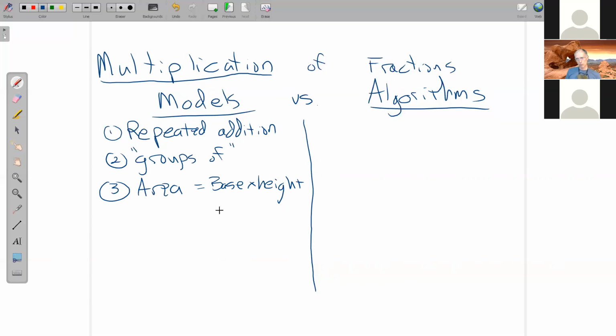For algorithms for multiplication, there's pretty much only one algorithm, which is the arrow algorithm. So if you have A over B times C over D, you just multiply. A times C is the numerator, B times D is the denominator. Reduce if necessary, or if possible.